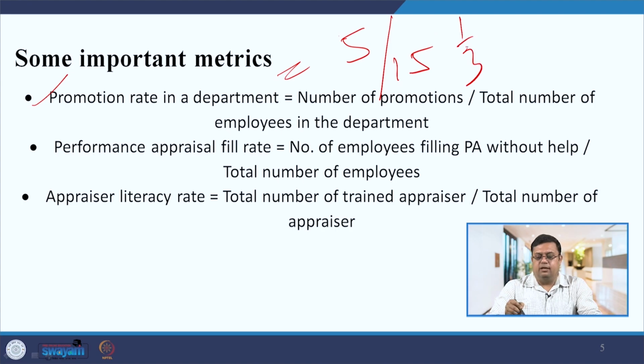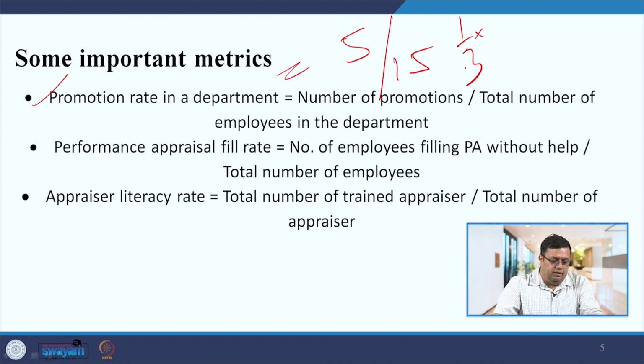So, 1 by 3, right. So, 1 by 3. If 15 members are there and you are joining this department, then you can understand that 1 person out of 3 is promoted every year, right. So, that is the rate that you can calculate.